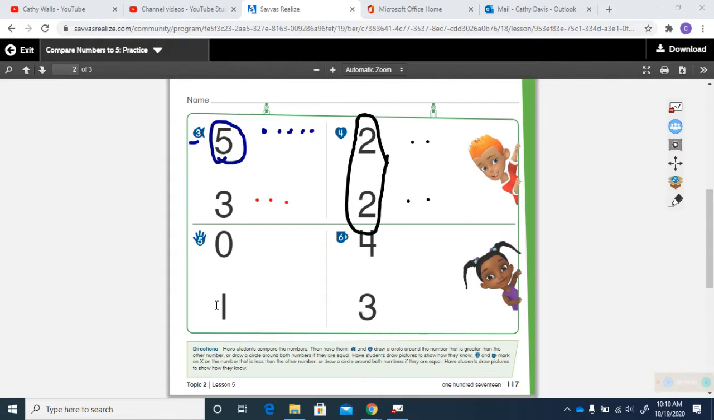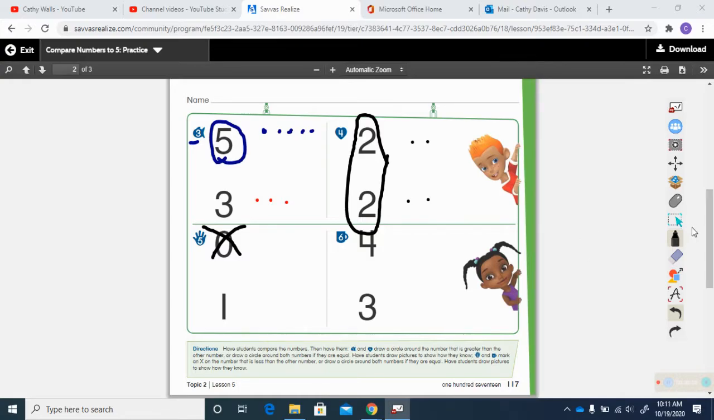So is it smaller to have none of something or to have 1 of something? It's smaller to have none, correct? So we are going to put an X on the 0 because it's the smallest. 0 is less than 1.